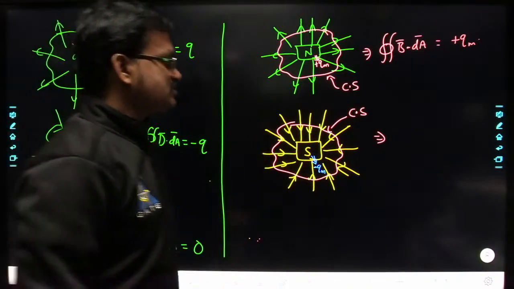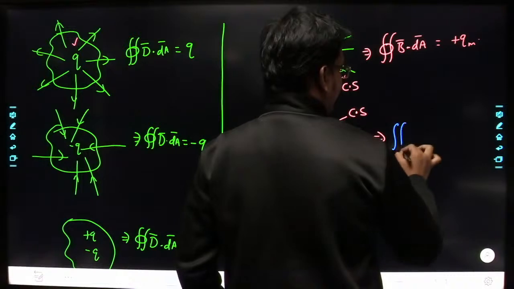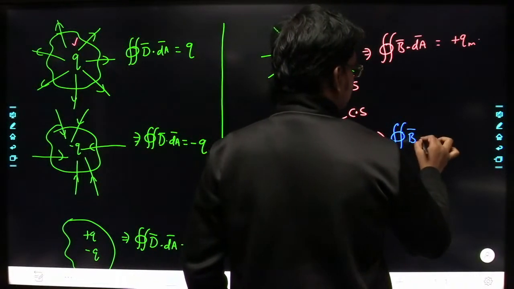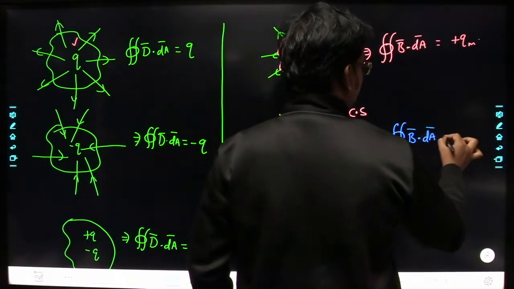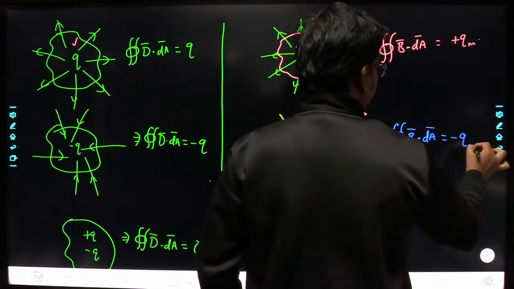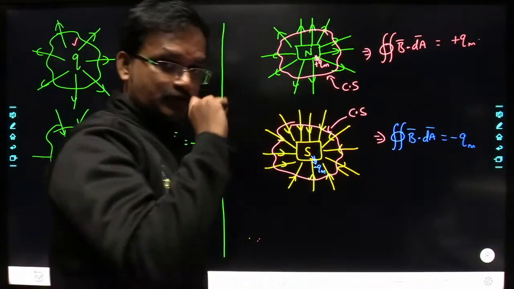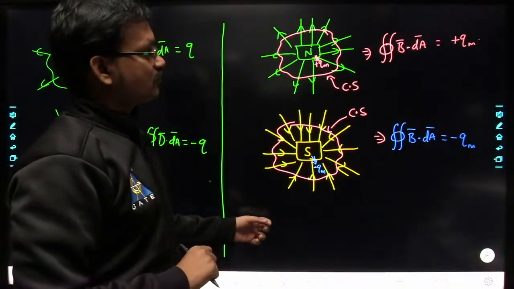Okay, now in this case what will happen here? The magnetic flux leaving this closed surface will be equal to minus QM. Right? Okay, yeah.